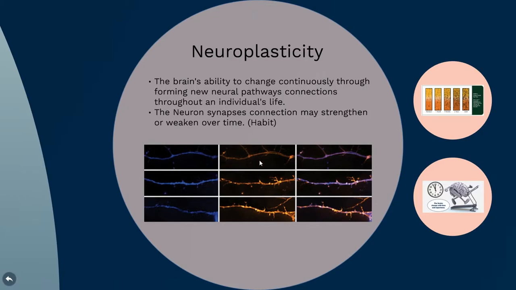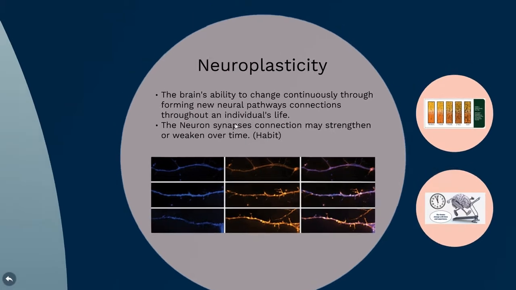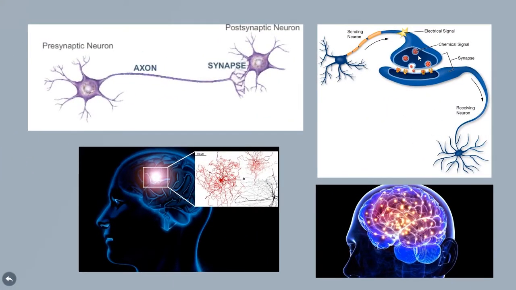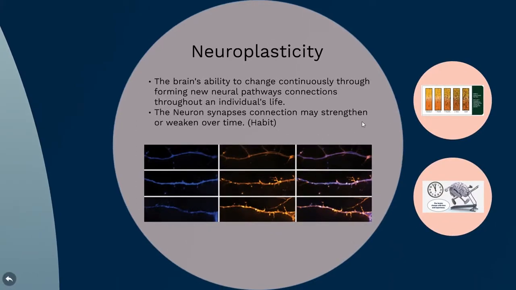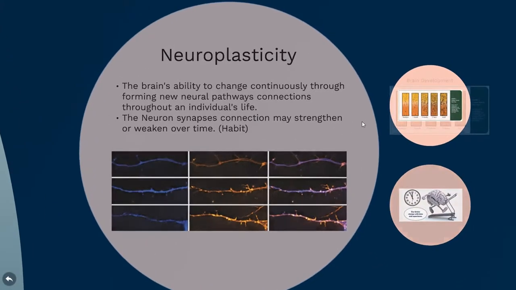When you are young, and as you get older, your neural pathways become a little bit thicker. It's always changing, and this is the neurons of a brain. It says right here that neuron synapse connections may strengthen or weaken over time. These connections can either strengthen or weaken over time with other neurons. And guys, we have billions of neurons, so I just want to put that emphasis.